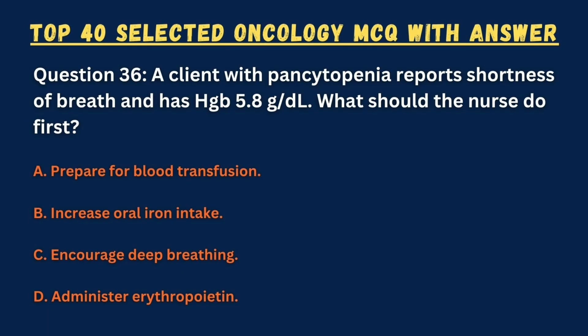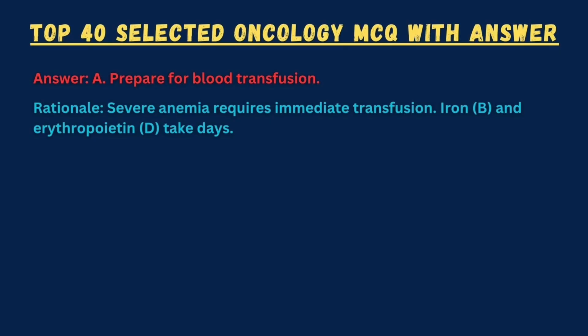Question 36. A client with pancytopenia reports shortness of breath and has hemoglobin 5.8 grams per deciliter. What should the nurse do first? A. Prepare for blood transfusion. B. Increase oral iron intake. C. Encourage deep breathing. D. Administer erythropoietin. Answer: A. Prepare for blood transfusion. Rationale: severe anemia requires immediate transfusion. Iron, B, and erythropoietin, D, take days.